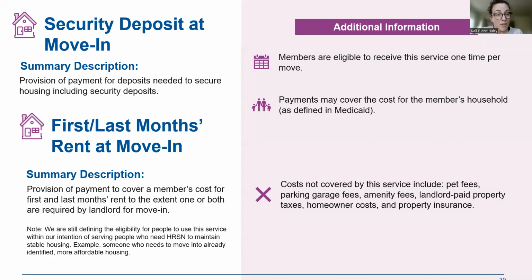Security deposit at move-in. This is the provision of payments for deposits needed to secure housing. Also eligible once per move. And first and last month's rent, also eligible once per move. This is if the landlord requires first and last month's rent to secure the housing. And I'll also just note, per CMS requirements, we're doing 6 months total. So the first and last month's rent at move-in would then mean 4 monthly payments of rent.